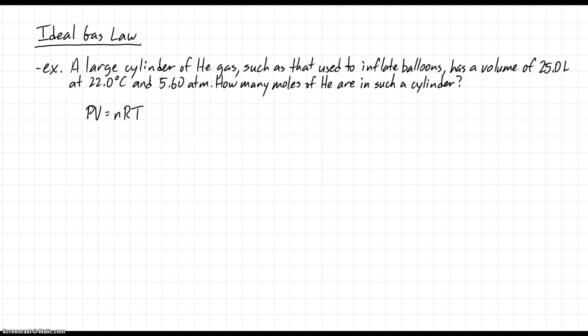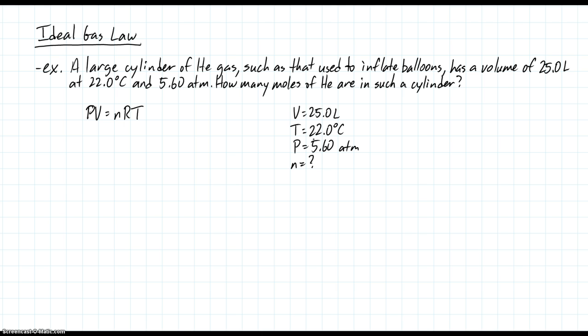What variables do we know? What variable are we looking for? So as we go through this problem again, we see that we have the volume of 25.0 liters. We have a temperature of 22.0 degrees Celsius and a pressure of 5.60 atmospheres. And we're looking for the number of moles N.